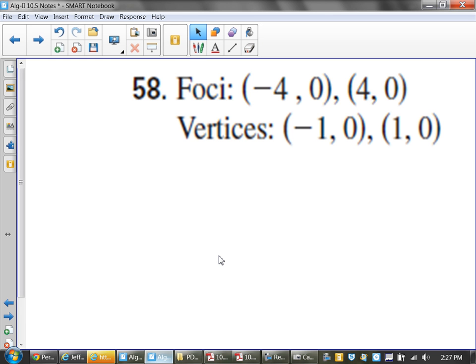Given foci and vertices, excuse me, I want to write the equation of the hyperbola. Foci is the plural of focus.